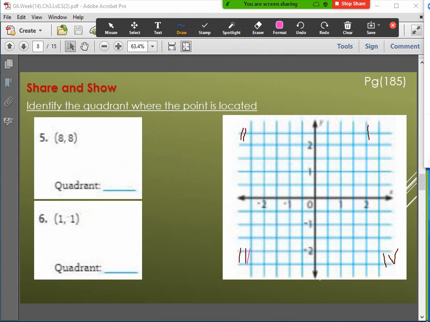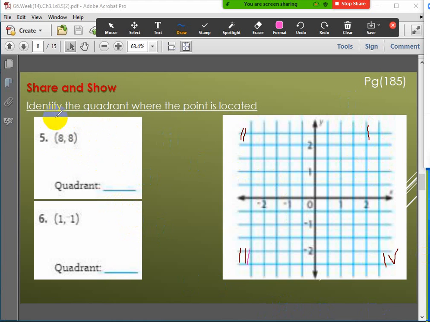Okay, yes, Jenna, open the mic. Jenna Muhammad. Yes, the point is 8, 8. In which quadrant will this point be located? Quadrant 1, very good. Thank you, Jenna.